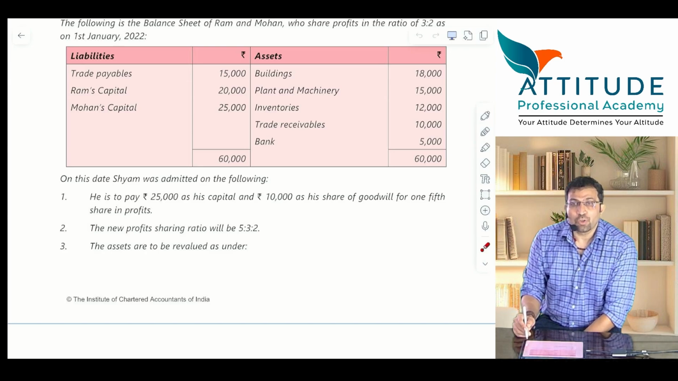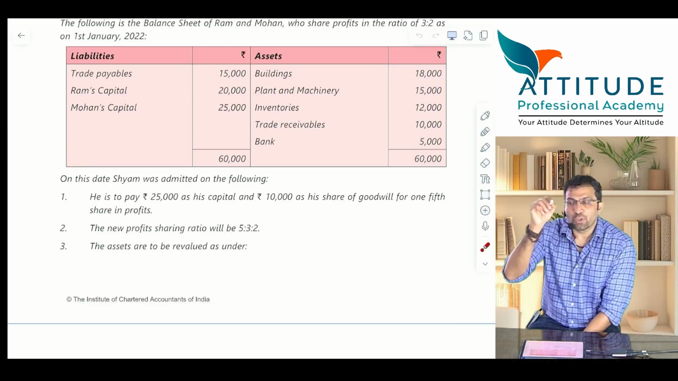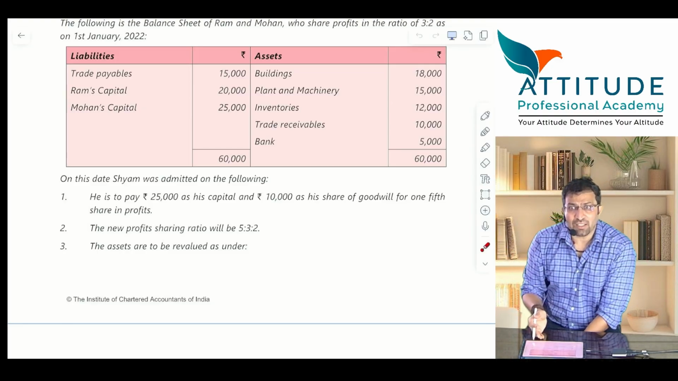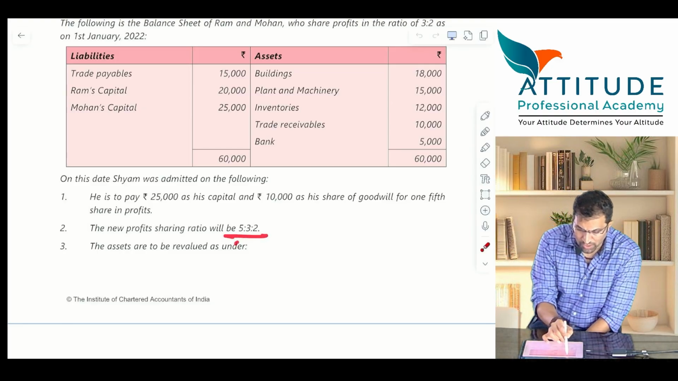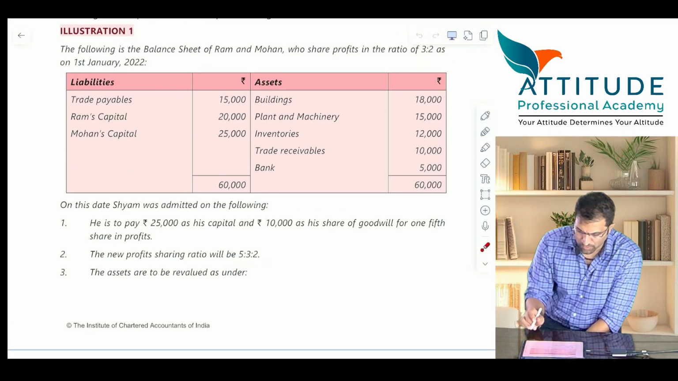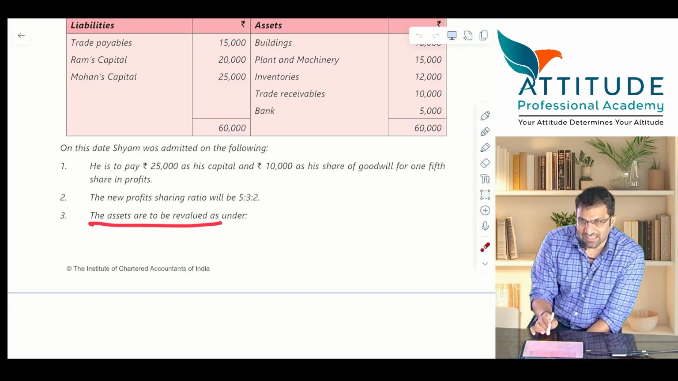No. New minus old. You still remember or no? New minus old. Minus means sacrifice. Plus means gain, don't forget that. That is important. So new ratio is given, old ratio is there, and you can easily find out the sacrifice ratio.